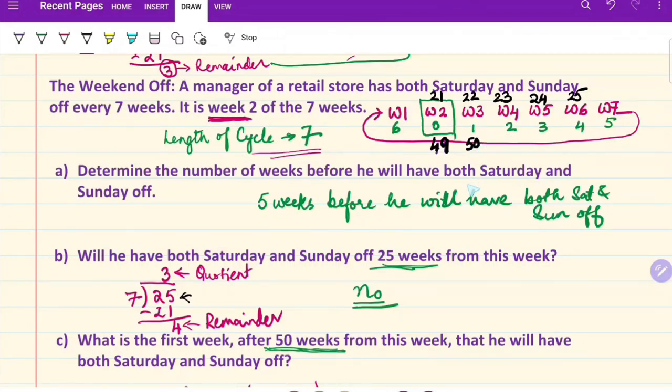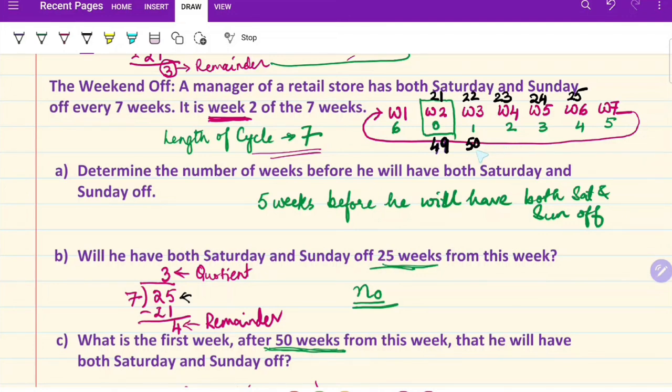And the question is asking at which week will it be, the 50th week or the 51st or the 52nd or the 53rd? In which week after the 50th week will he get his weekend off? That's what the question is asking.